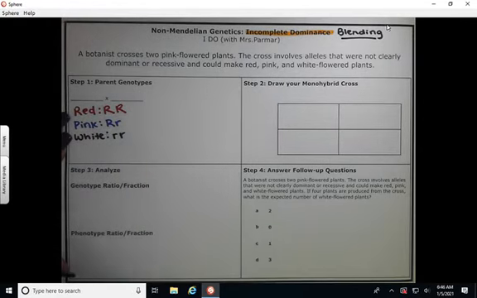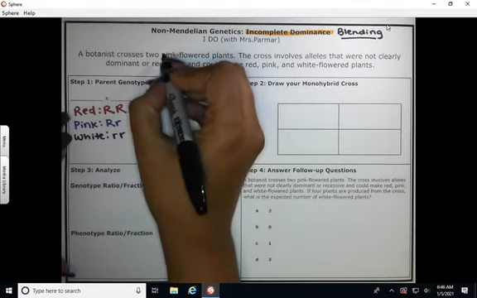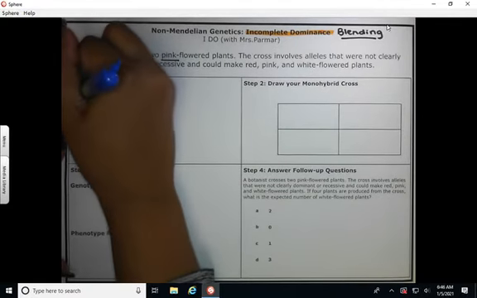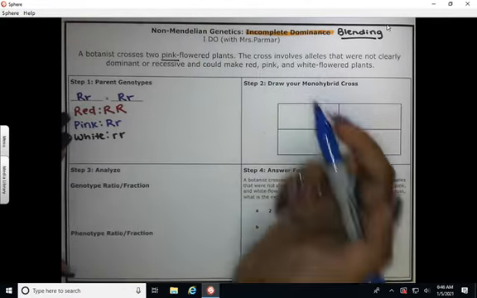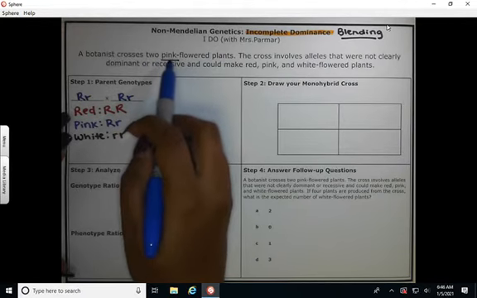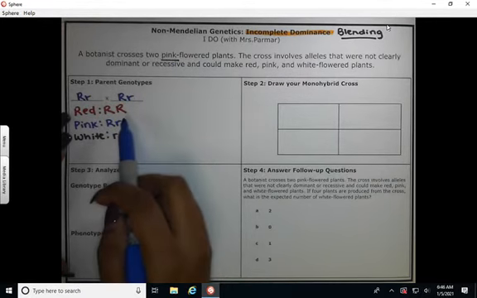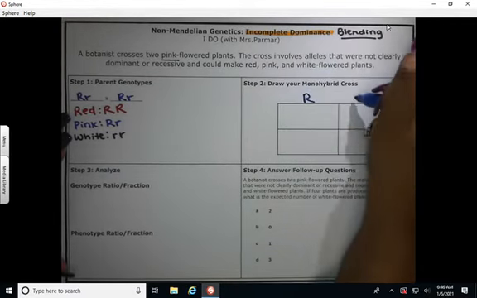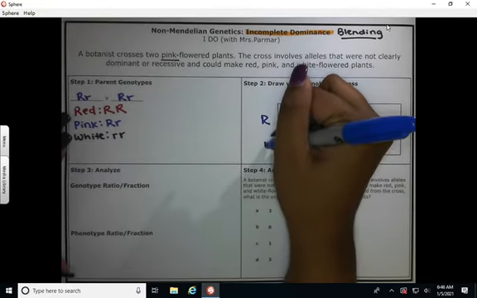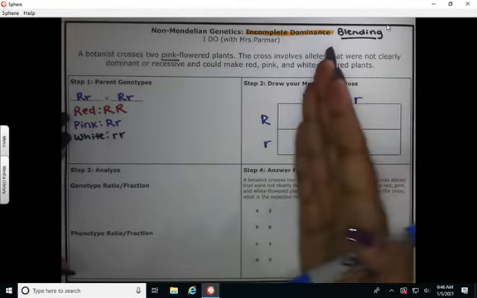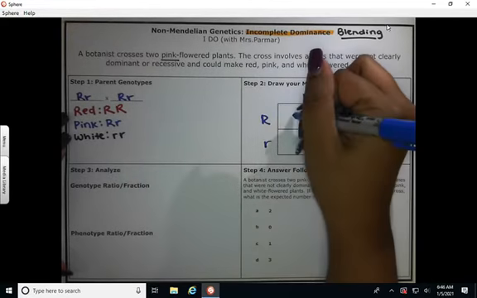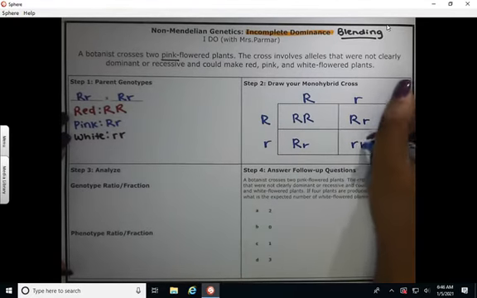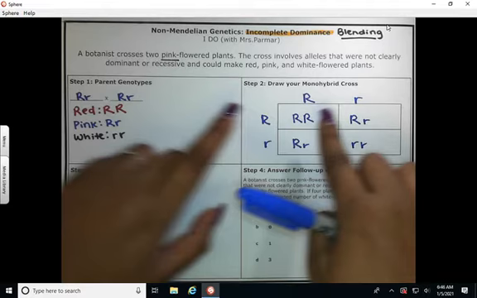So in this problem, we know that the botanist is crossing two pink flowered plants. So both of these parents are big R, little r, because both parents are pink. Now I'm going to take this genotype and bring it into the monohybrid cross, the Punnett square. So parent 1 and parent 2. Remember guys, when we fill a Punnett square, you bring this down, bring this across. I brought this down, brought this across. That's how we filled in each of these squares.